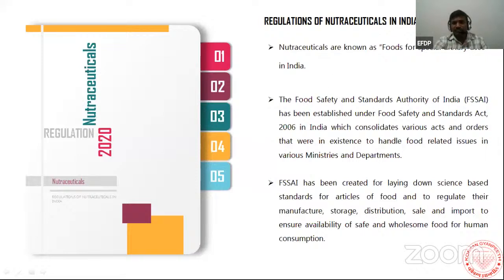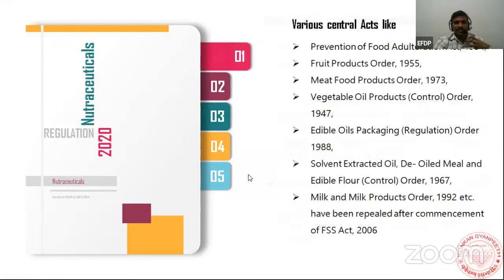Now, when we think about regulation in India, I will go to the next slide, because before 2006, various other laws were utilized. Before 2006, nutraceuticals were regulated under the Prevention of Food Adulteration Act, the Fruit Product Order, Meat Product Order, Vegetable Oil Product Order, Edible Oil Packaging Order, solvent extracted oil, de-oiled meal and edible flour, and the Milk and Milk Product Order. So likewise, various acts regulated nutraceuticals.